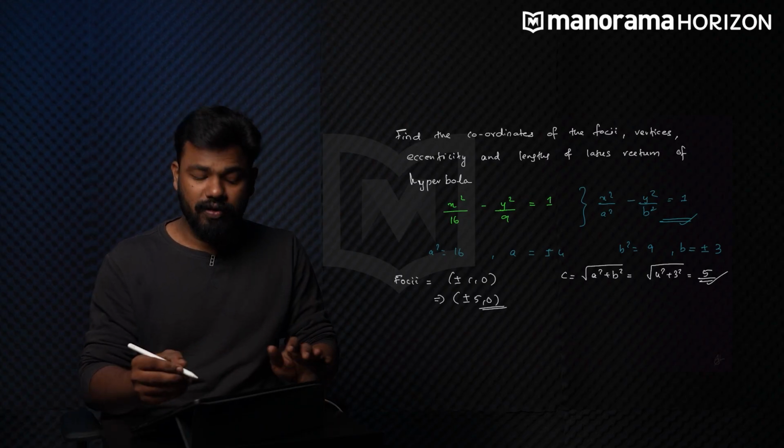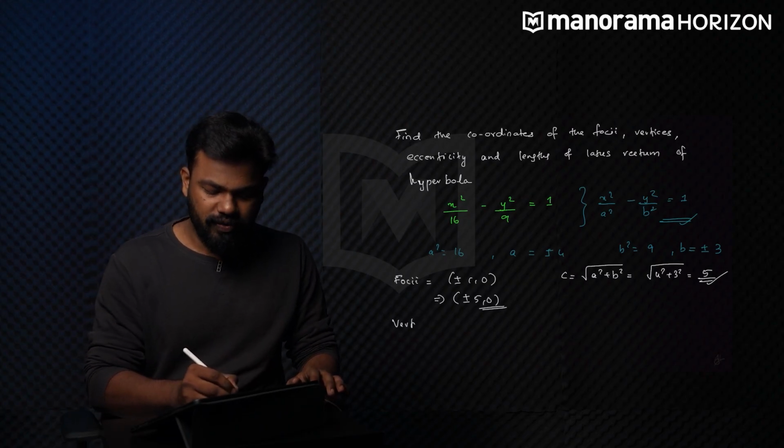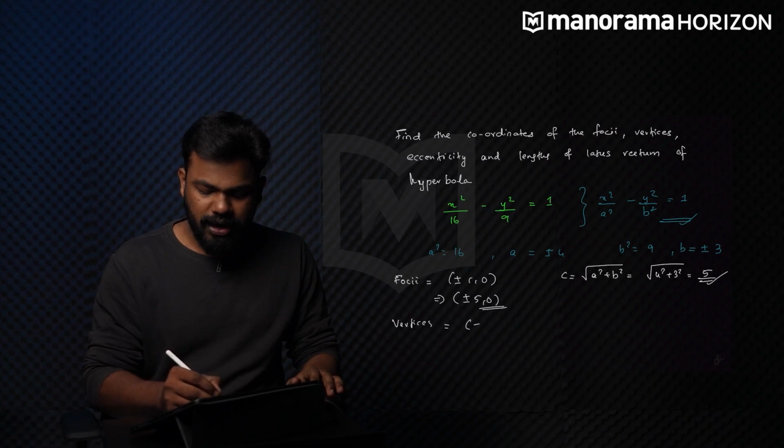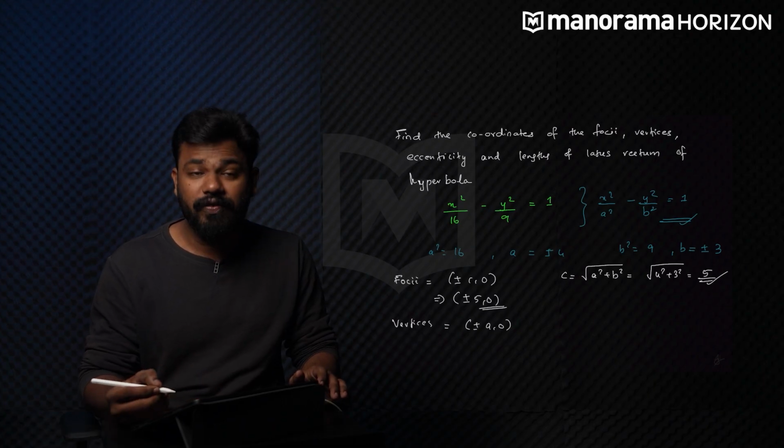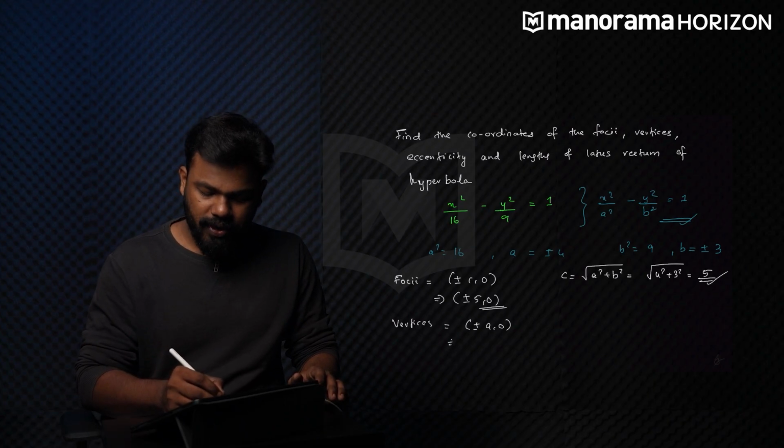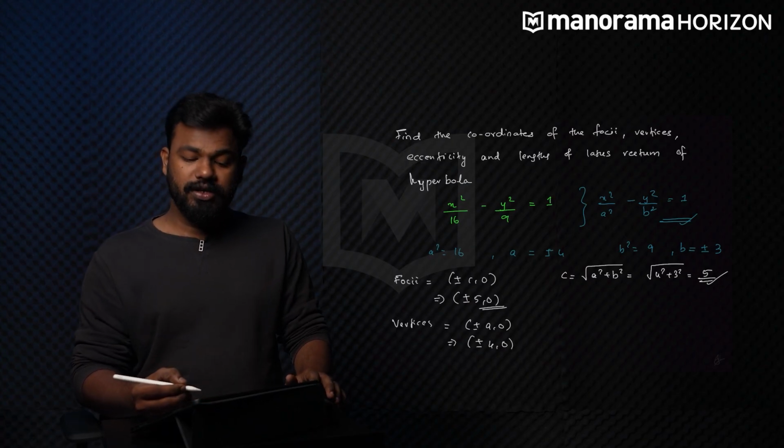Now the vertices. What are the coordinates of the vertices? That will be plus or minus a comma 0. And what is the value of a? That is 4. So it will be plus or minus 4 comma 0. That will be the coordinates of the vertices.